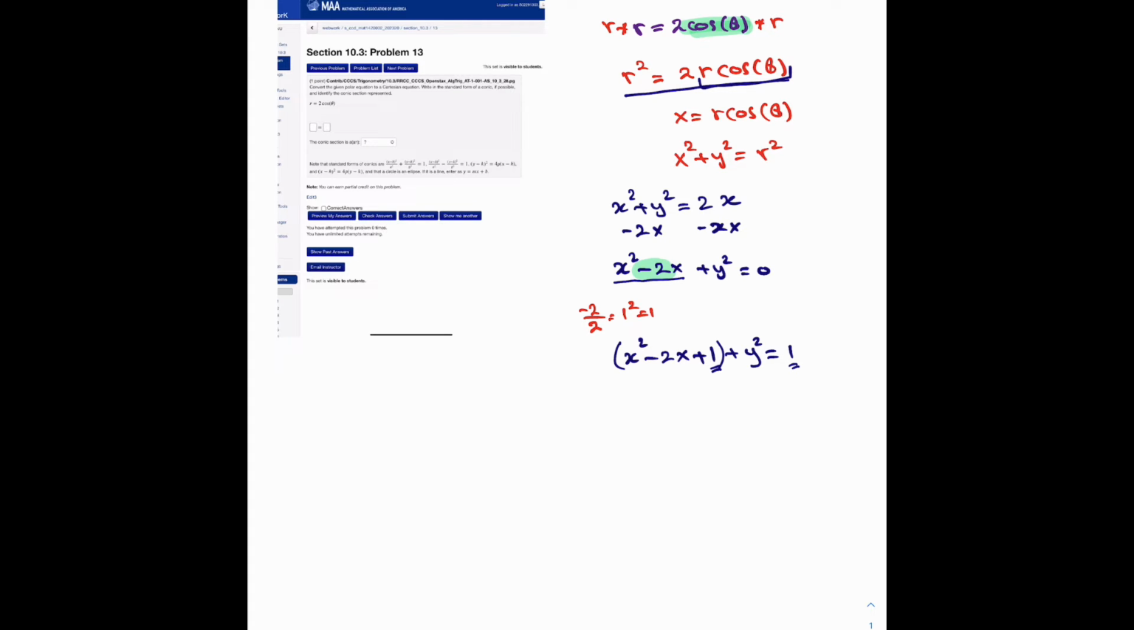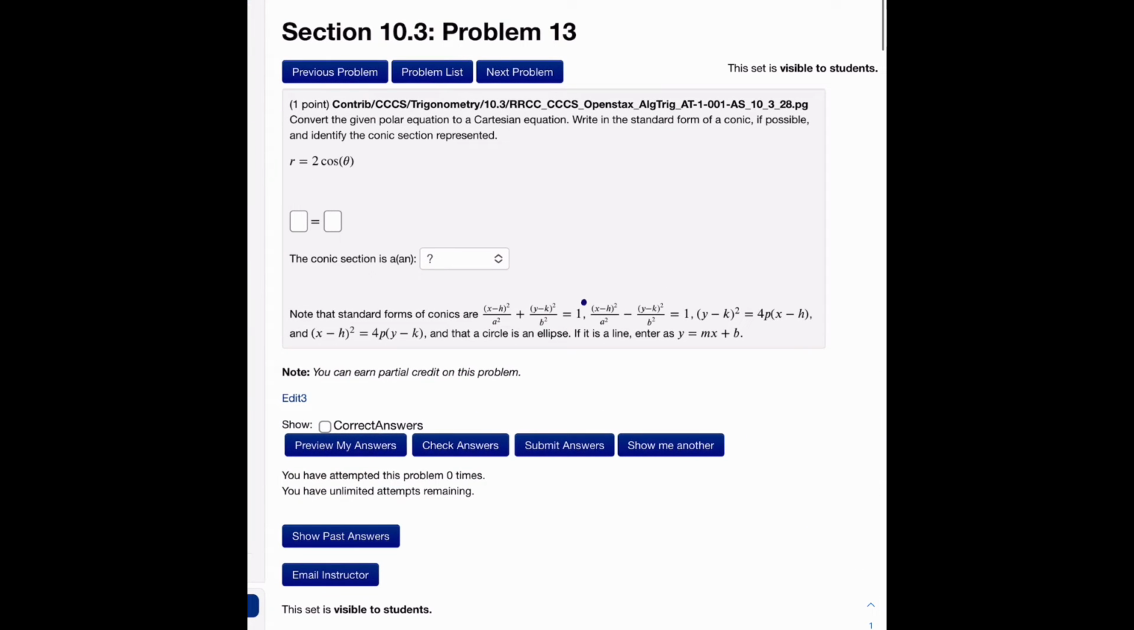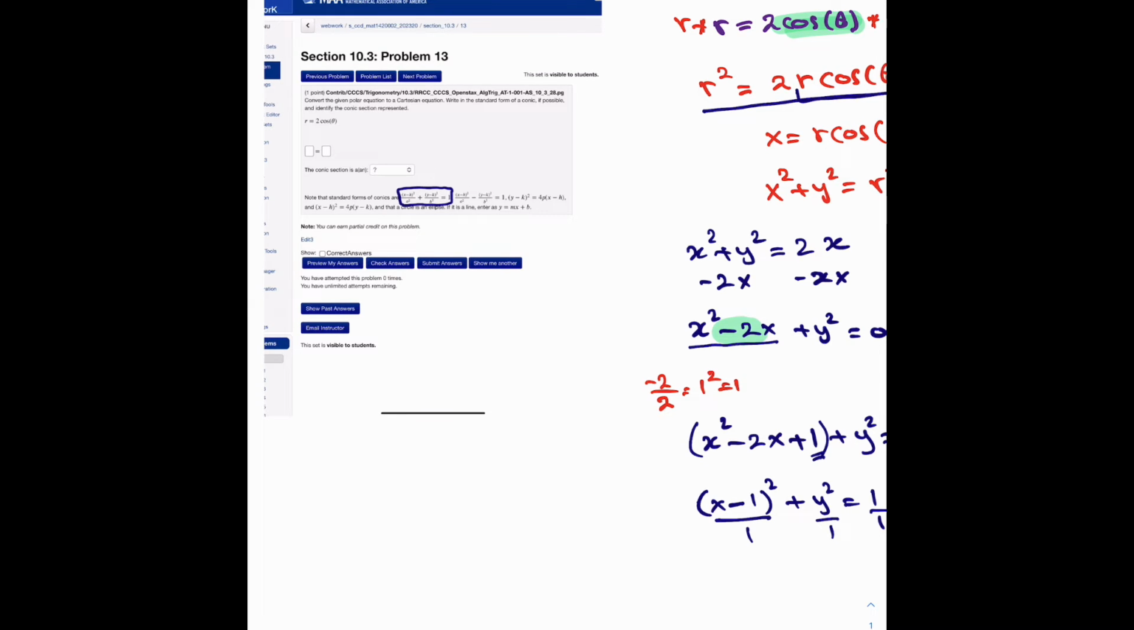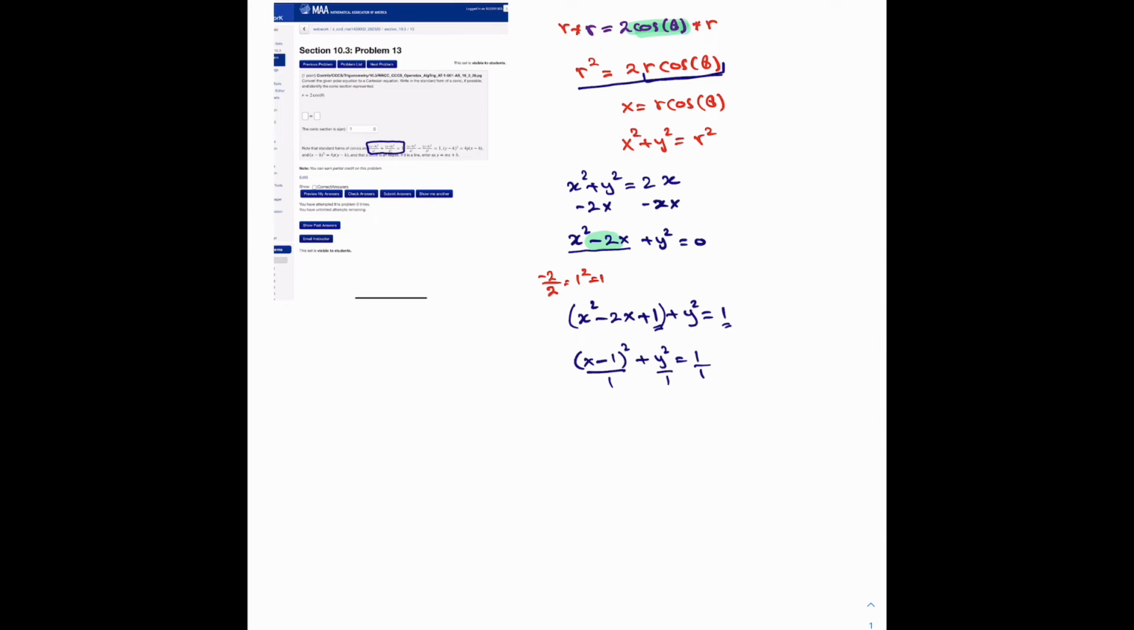This term right here can be factored into x minus 1 all squared plus y squared equals 1. So I factored this term here into x minus 1 all squared because it's a complete square. And this is the standard form. If I wanted to match it to one of these, you will get an ellipse. Basically, if you look at this equation, we just did something similar to that equation, which is representative of an ellipse. So that is going to be the answer.